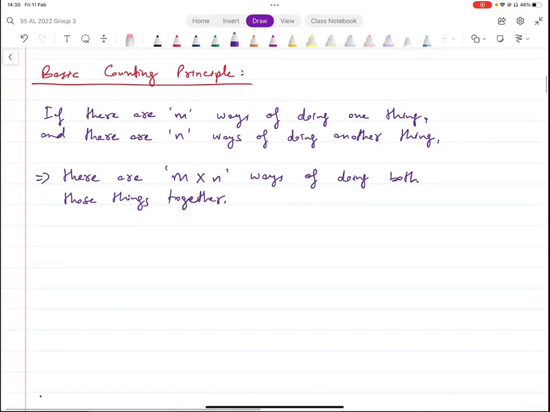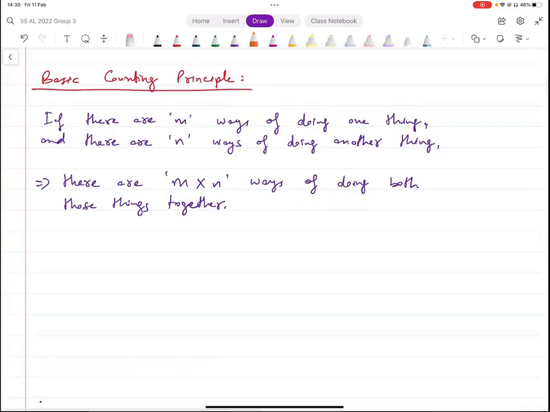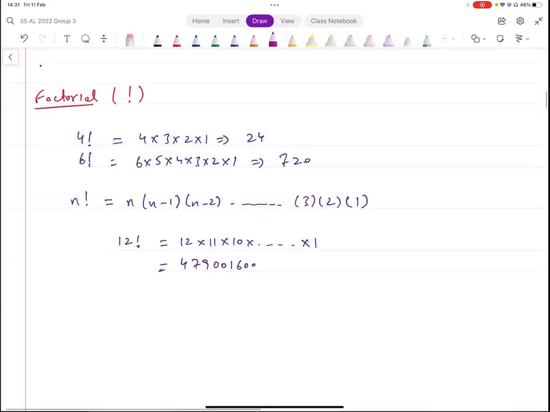So we started with this basic counting principle. We first said, okay, if there are m ways of doing one thing and n ways of doing another thing, there are going to be m into n ways of doing both things together. In easier words, if you've got multiple things happening at the same time, you have to individually find their number of ways and just multiply them. So that's what we did in the morning.